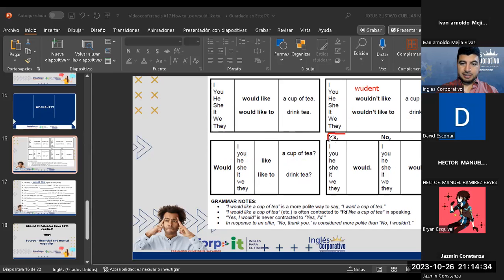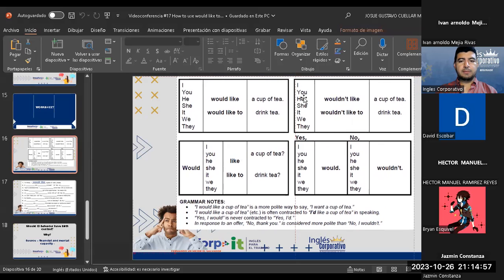Perdón, yes. Primero utilizamos yes or no. Son preguntas cerradas, ¿verdad? So, yes, I would, no, I wouldn't. Yes, he would, no, he wouldn't. Right? If you want to, si quieren tomar una captura de pantalla de eso, también pues puede ser muy útil. Right?